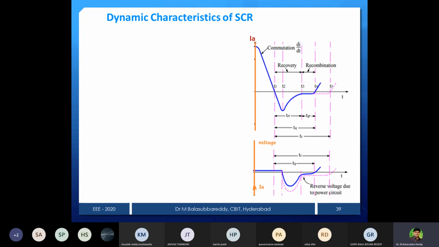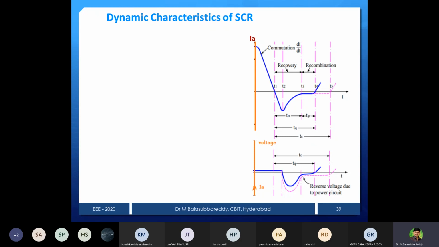For that, thyristor turn off time is different, circuit turn off time is different. So even though the thyristor is turned off completely, before firing the next device you have to give some delay time for reliable commutation. If you immediately fire the next device, like in inverters, both devices are in the same leg. If the first device is not completely turned off and we fire the next one, a short circuit is going to take place. That is the reason we need to give some delay, which we call the circuit turn off time.